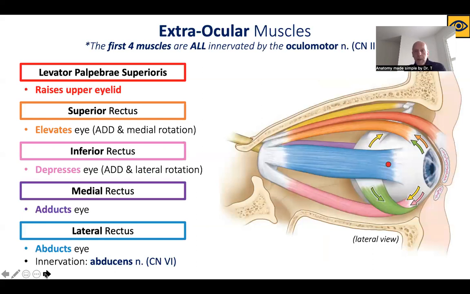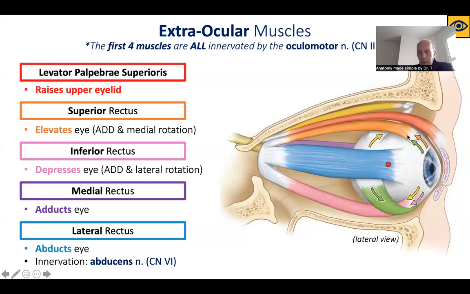As mentioned during the lecture, there are a total of six extraocular muscles. Four of them are simply called rectus superior, rectus inferior, rectus medialis, and rectus lateralis, practically covering top, bottom, and the medial and lateral sides. Then we have two obliquely running muscles that are also part of this group. Levator palpebrae superioris is the muscle we mentioned earlier today, but it only lifts the upper eyelid. It doesn't get involved in any movement of the eyeball.